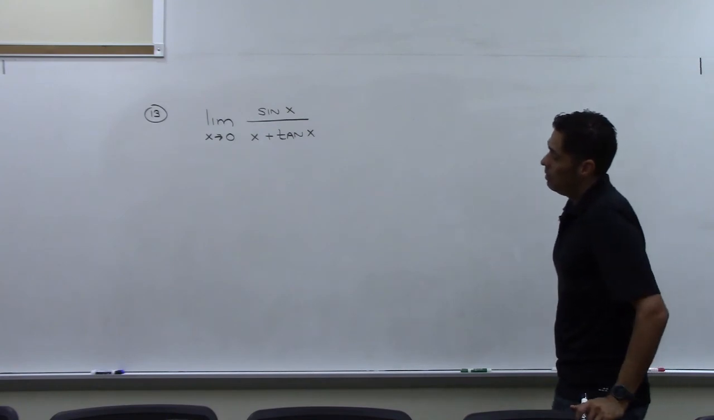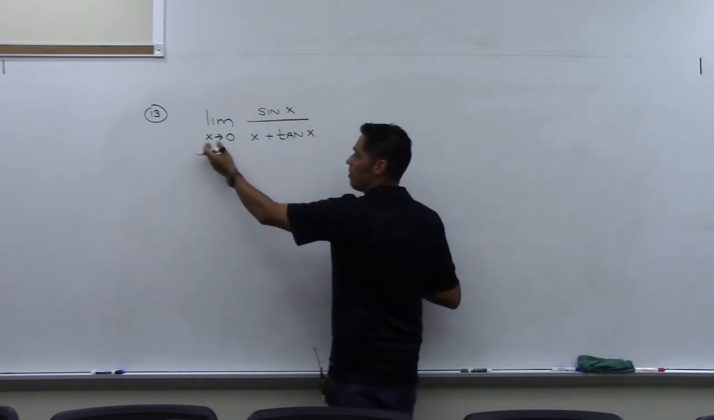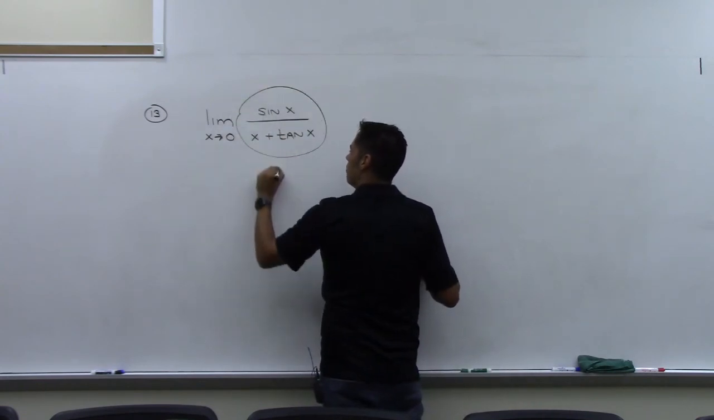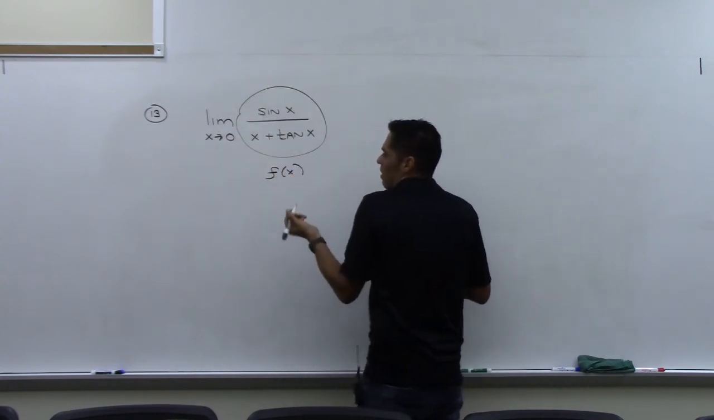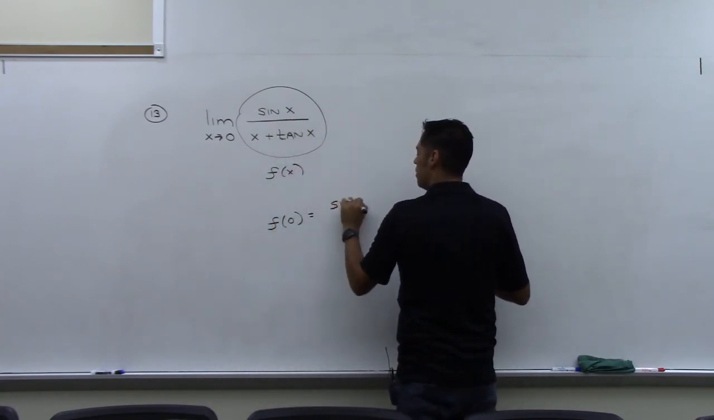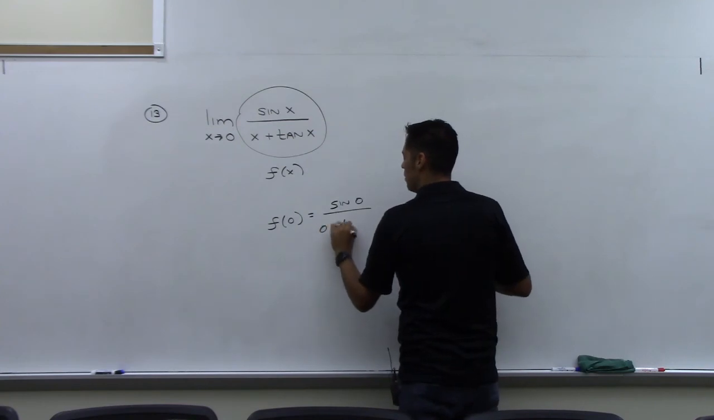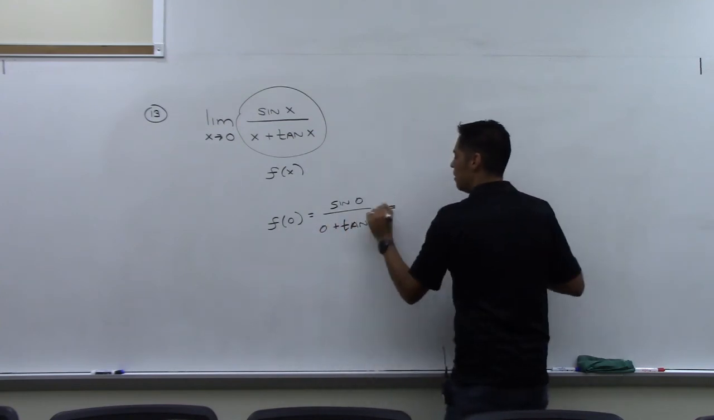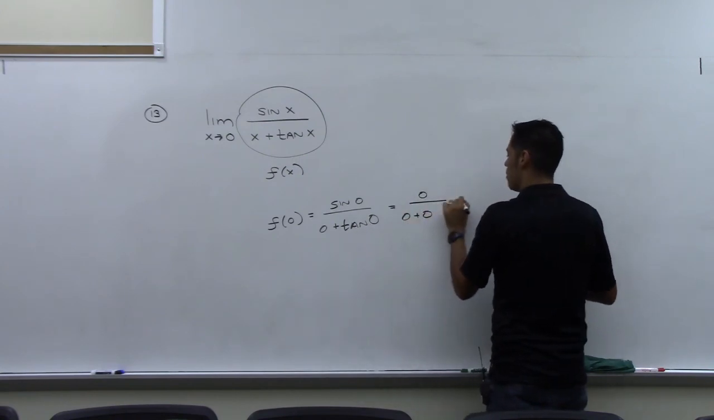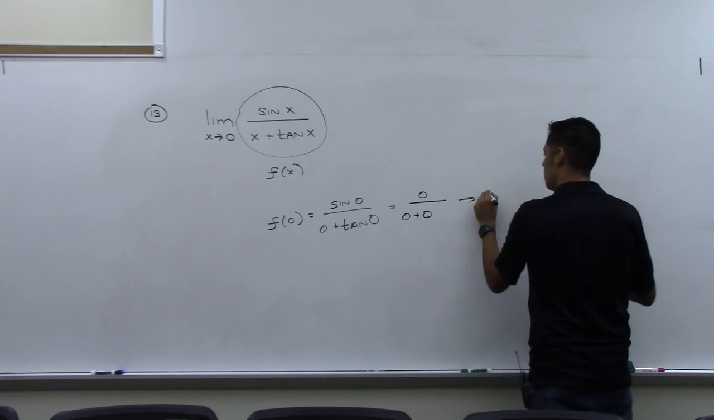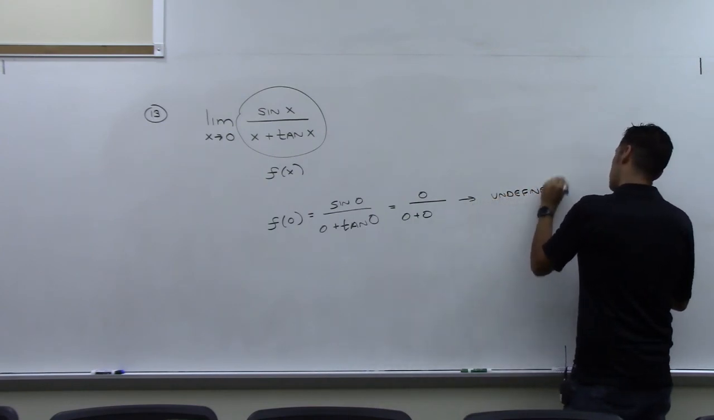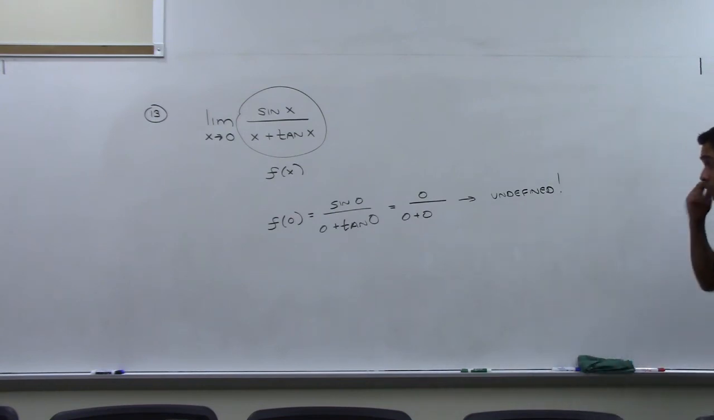Well, look, if we try and plug 0 into this, if we just say, hey, what's happening at 0? So if we were to look at this as a function, f of x, and we were to say, all right, what's f of 0? Then you just replace everything with 0. You get sine 0 over 0 plus tan 0. And we all know sine of 0 is 0, and then tangent of 0 is also 0, and you get 0 over 0, and this is undefined. And that's why we're here, right? To try and figure out a way around this.